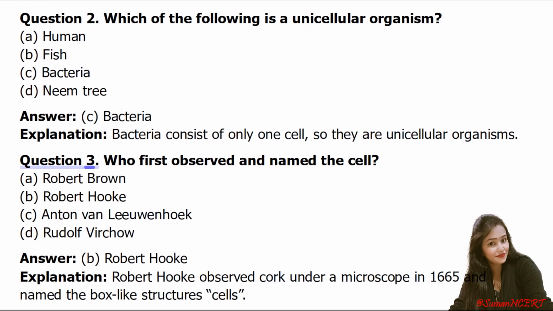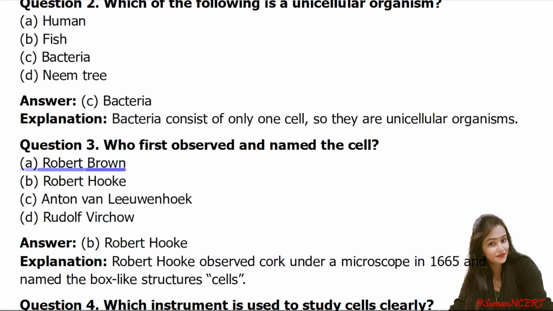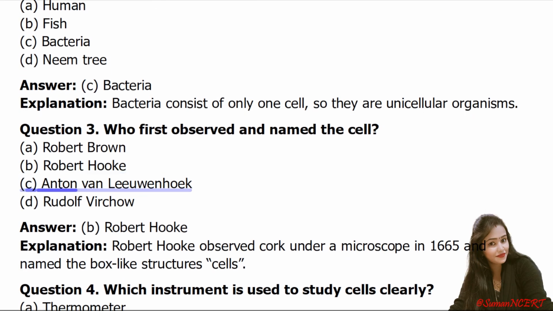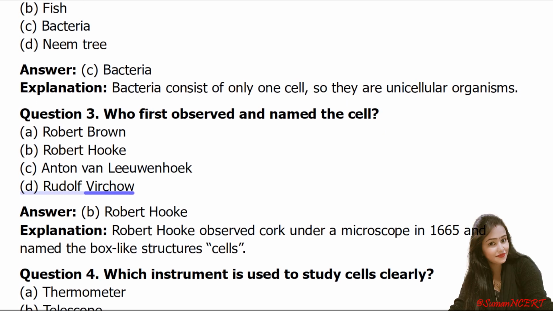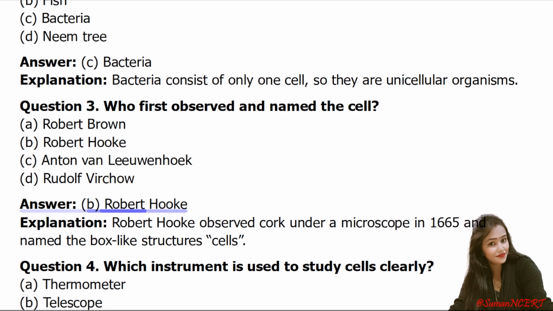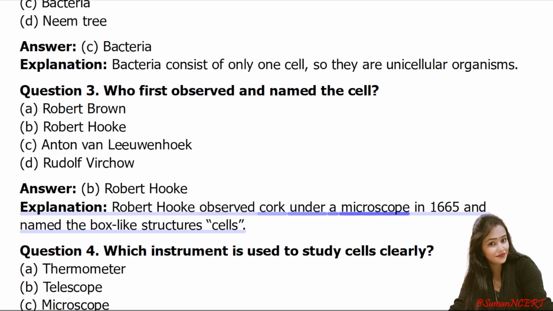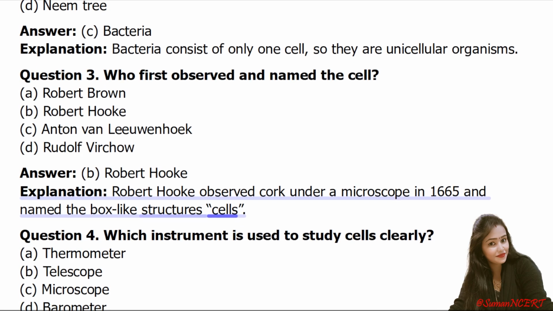Question 3. Who first observed and named the cell? A. Robert Brown. B. Robert Hooke. C. Anton van Leeuwenhoek. D. Rudolf Virchow. Answer: B. Robert Hooke. Explanation: Robert Hooke observed cork under a microscope in 1665 and named the box-like structures cells.